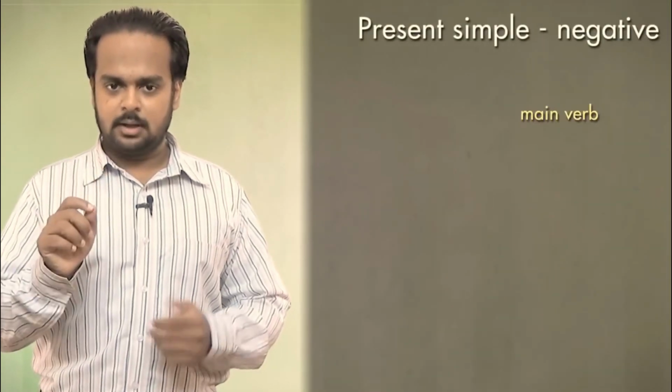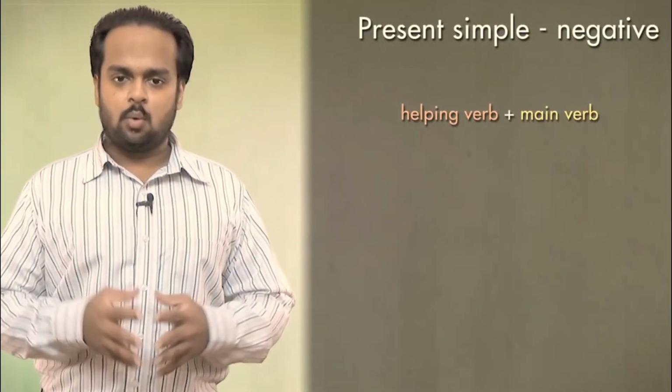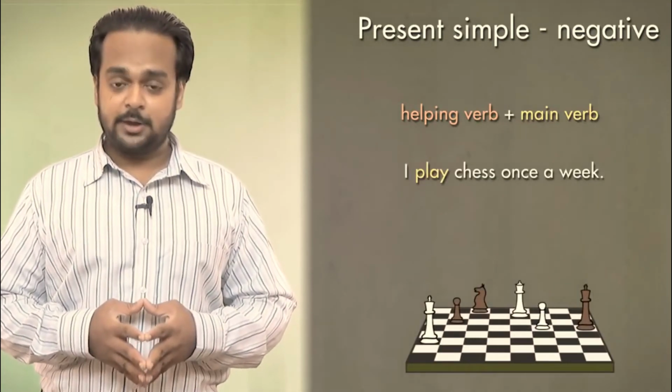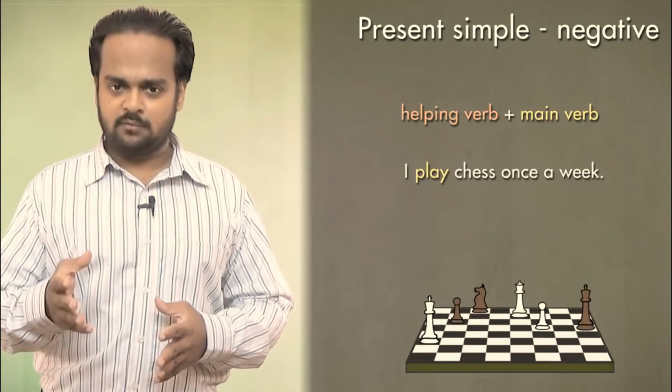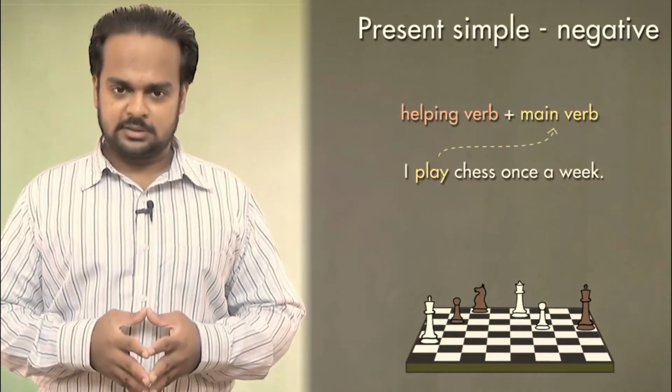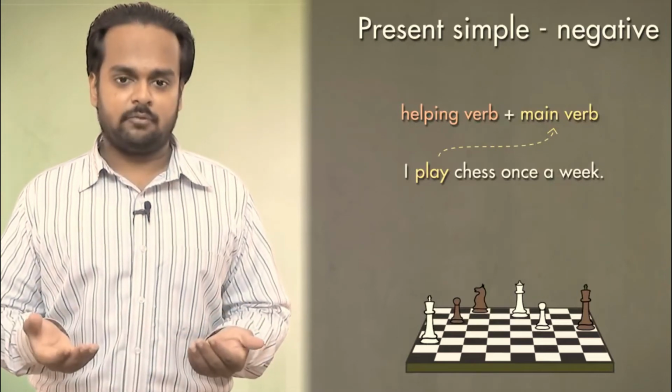The secret is that most English sentences have 2 verbs, a main verb and a helping verb. Let's take one of our original examples. I play chess once a week. Now you might be saying, I only see one verb, play. Well, the verb play is the main verb in this sentence. So where's the helping verb?